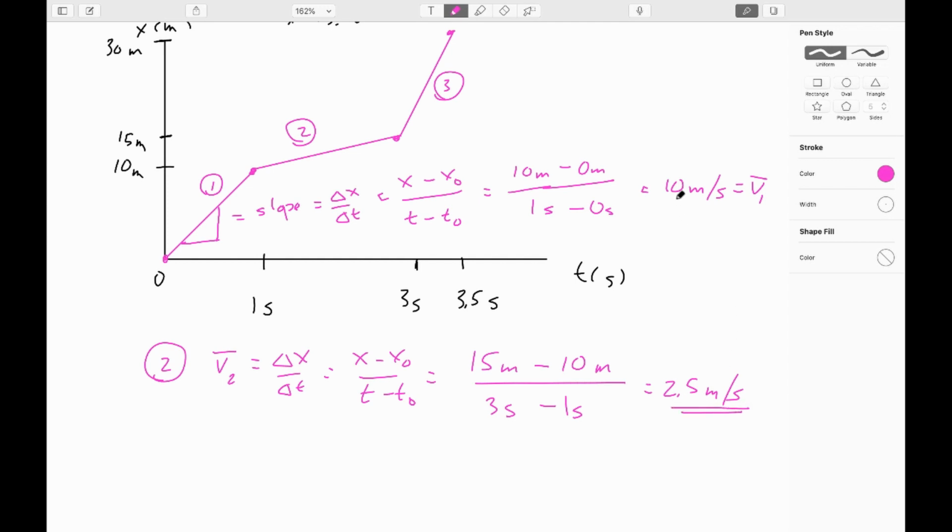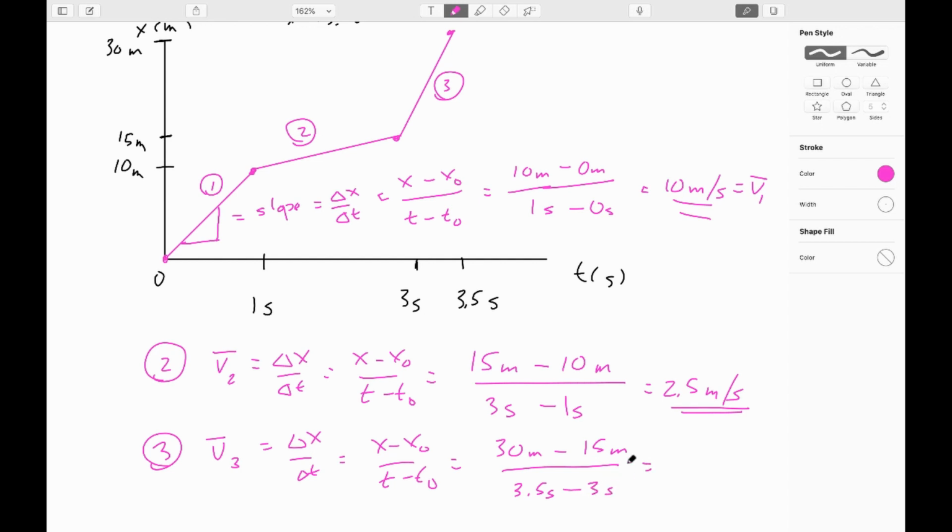Then finally, for interval 3, we can go ahead and calculate V3 bar. Same process, delta x over delta t for that interval, so it'll be x minus x naught over t minus t naught. Put in the values. The final position was 30 meters. The initial position was 15 meters. The final time was 3.5 seconds. The initial time was 3 seconds. So this is 15 meters over half a second. This will work out to be 30 meters per second. Okay.